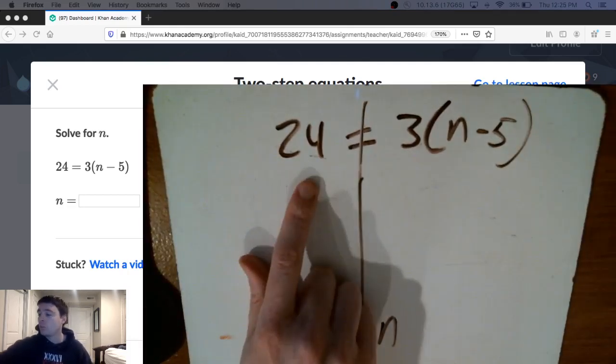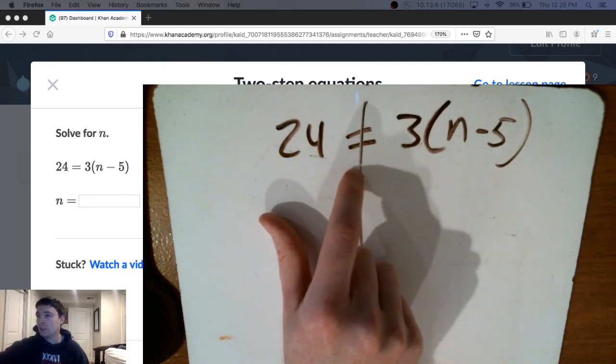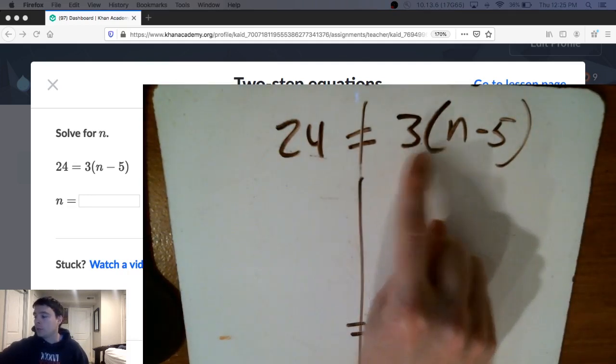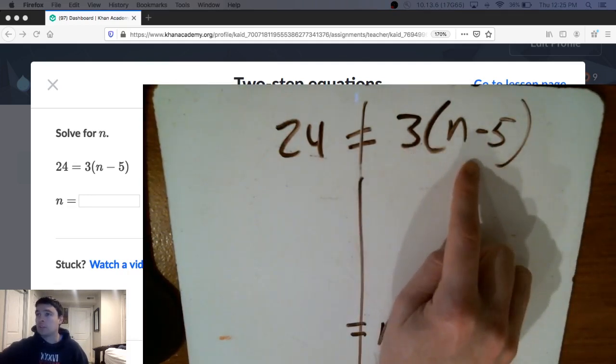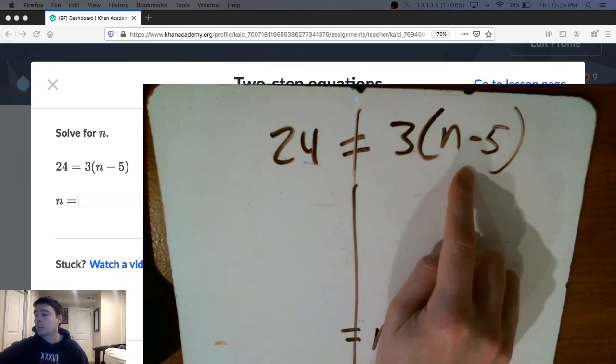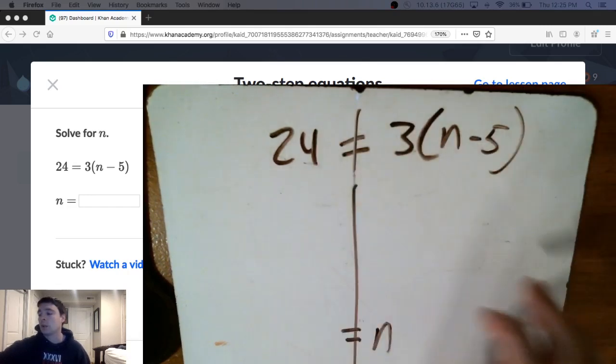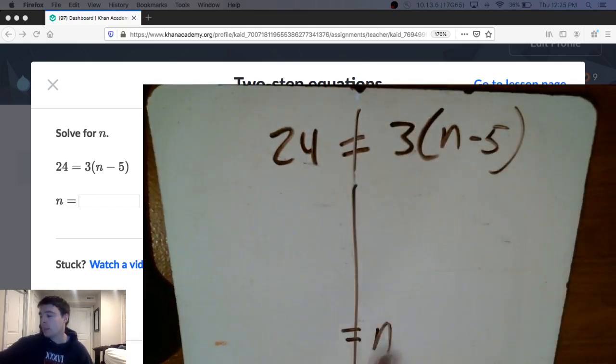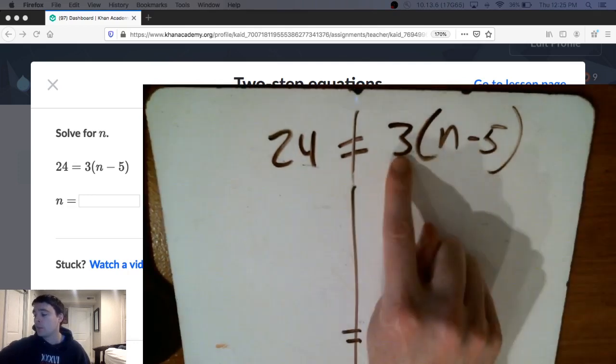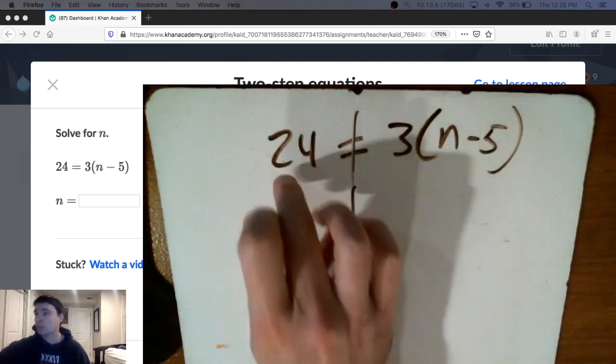It says 24 needs to be equal in value to 3 multiplied with n minus 5. Another way to think about this equation is saying whatever 3 times n minus 5 is, that has to give us 24. So our goal when we're asked to solve the equation is what number could we plug in for n so that 3 multiplied with this equals 24.